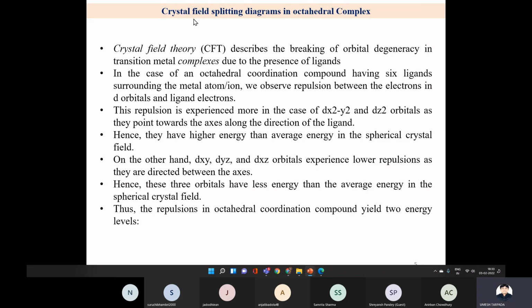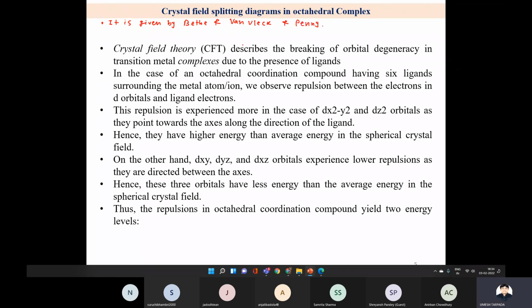This theory was given by the scientists Bethe and Van Vleck. CFT is given by Bethe and Van Vleck, and Penny also.